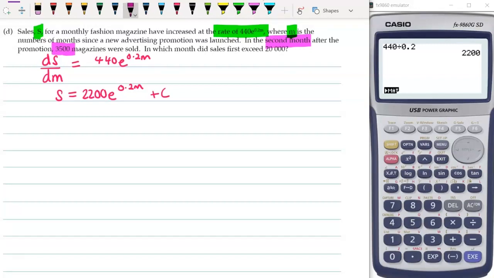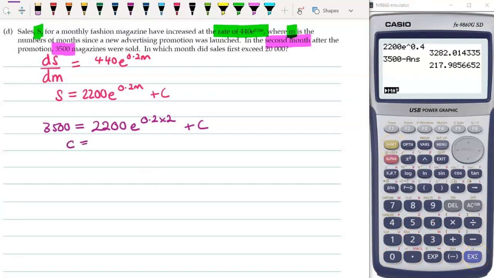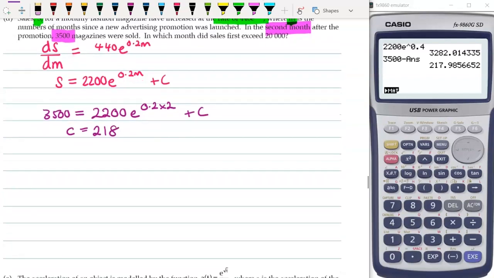Now we're told in month 2 we've got 3,500 sold. So then we have 3,500 for S is equal to 2,200 e to the 0.2 times 2 for the second month plus C. So 2200 e to the 0.4 is this much. So if we do 3,500, take away that answer, then C is 218.